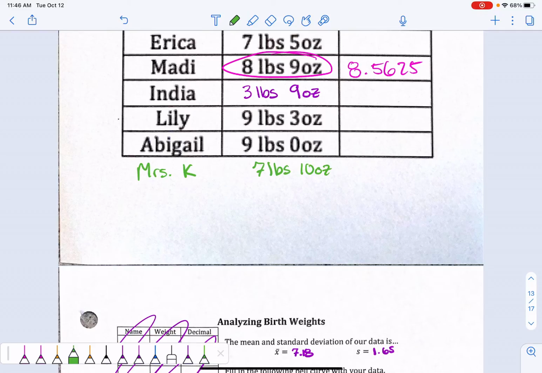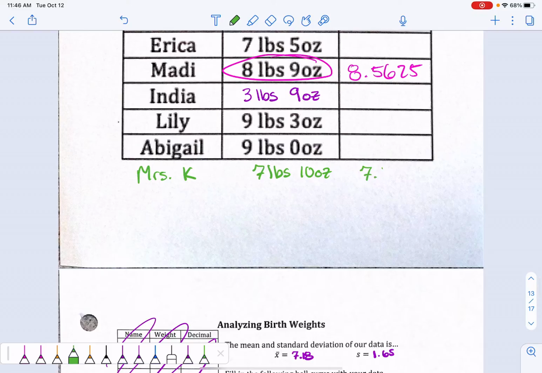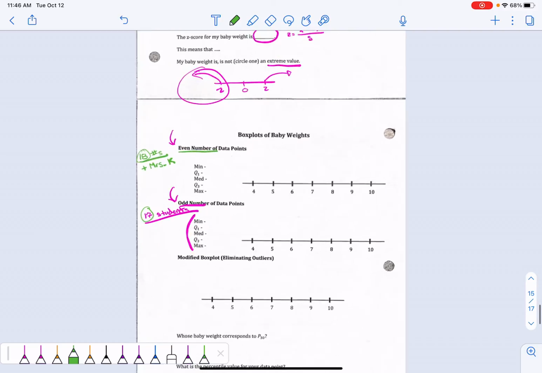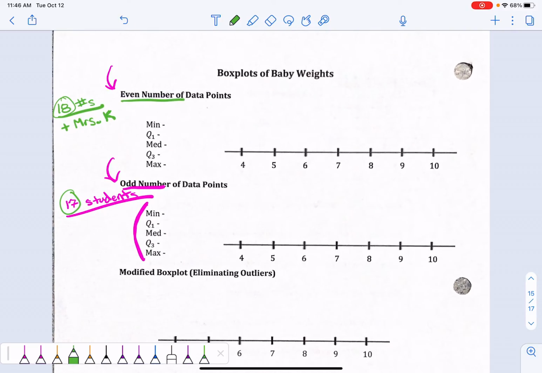Okay, and 7 pounds 10 ounces was like... No, wait a second. 10 ounces is just 7.625. So that would be my data value. So you're going to add me in there also when you're doing the 18 data values, and then you're just going to do a box and whisker plot just like normal, okay?